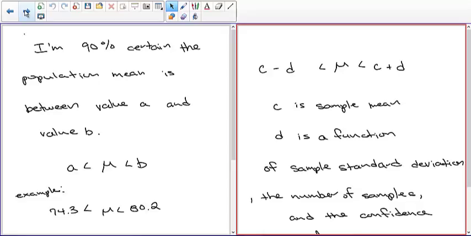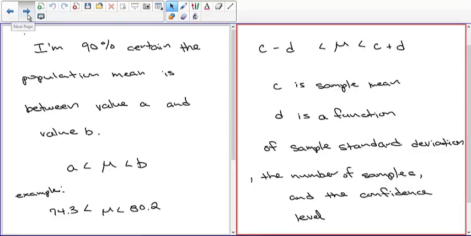It's also a function of the number of samples. The more samples you have, the smaller this plus or minus, and the more certain you are about where the mean sits. And then the confidence level. If you have a higher percent confidence, D is bigger. The lower the percent confidence, the smaller D is. And we'll see exactly what they're related to in a second.